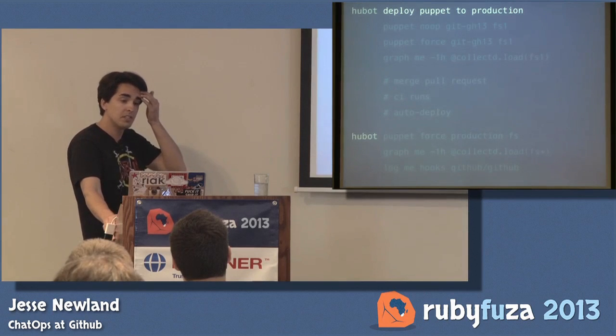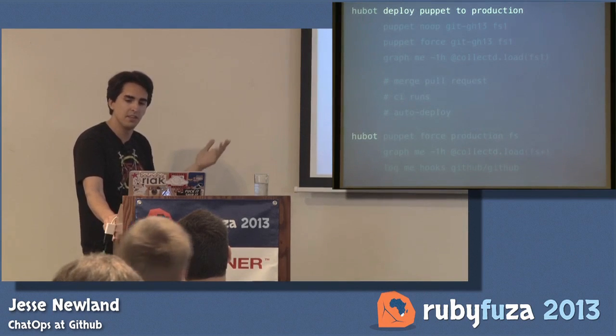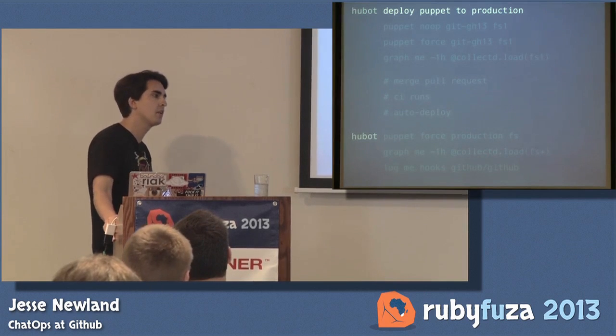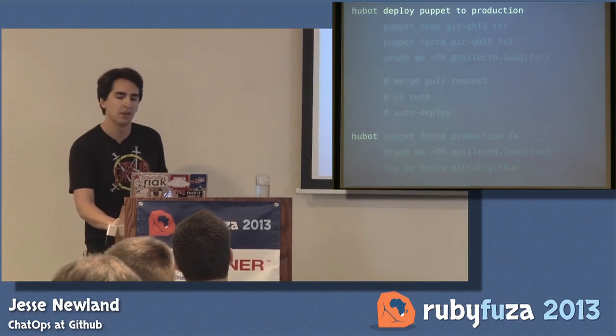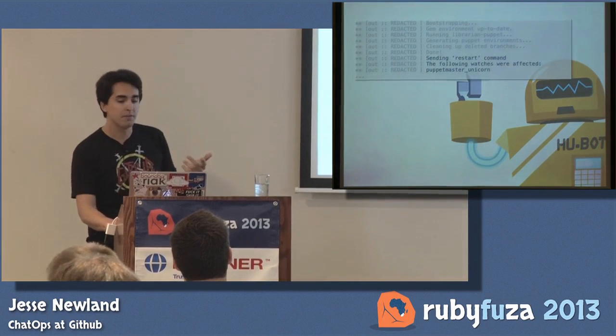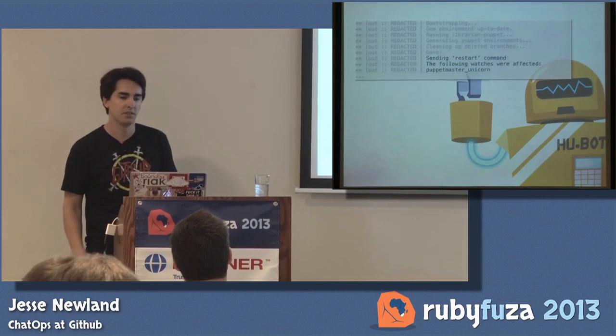Once you notice that it's passed CI, it's a non-default branch, so that doesn't get auto-deployed, right? So we deploy Puppet to production to push that code out. Hubot returns the deploy output for this, lets you know that all worked fine.